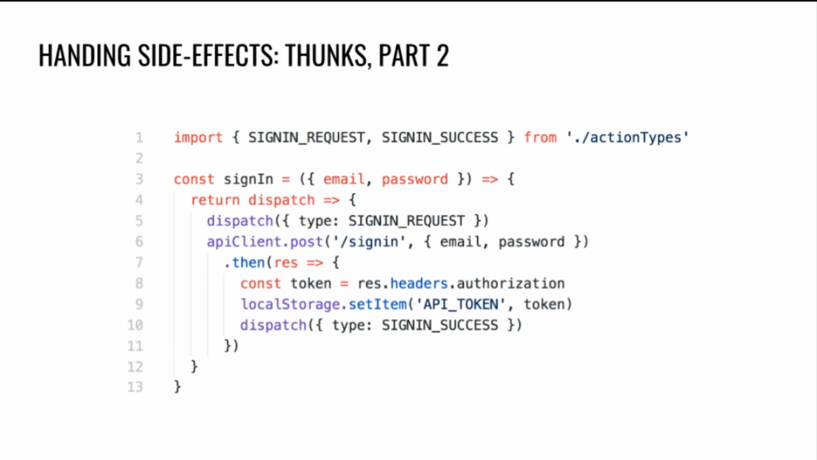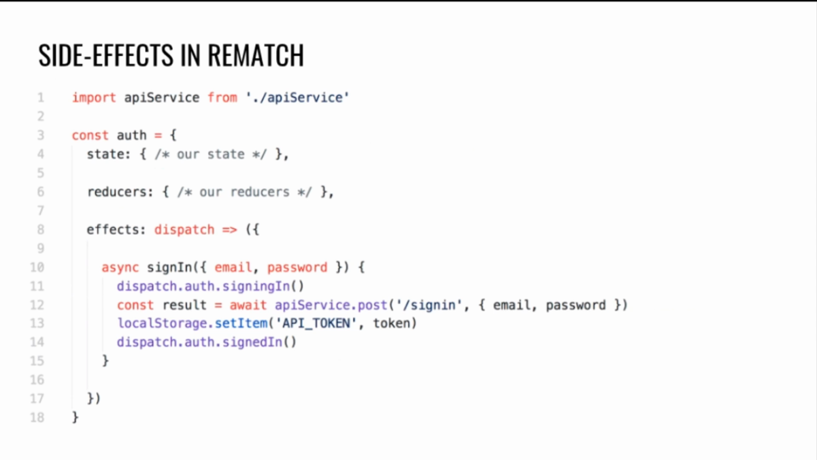And this is what we have in Rematch. In this example, it's an auth model that has some state and reducers, which we don't really care about right now. And we have an option to configure the effects. As you can see, the way we work with effects is pretty much the same as we work with thunks. So we have dispatch, which allows us to dispatch actions to reducers and change the state. We can make HTTP calls. Effects work pretty well with ES6 promises. So we get basically native support for effects.